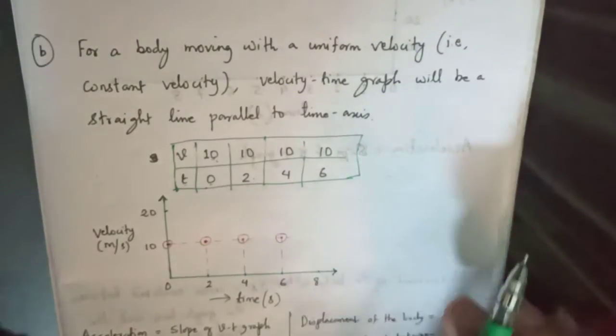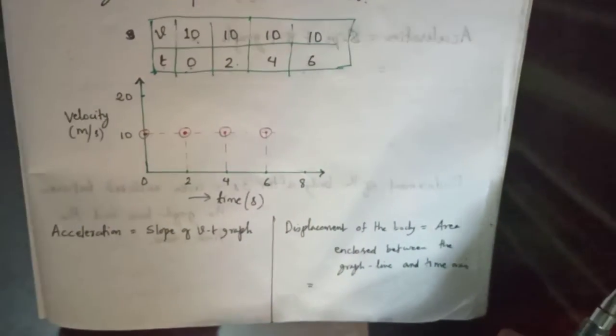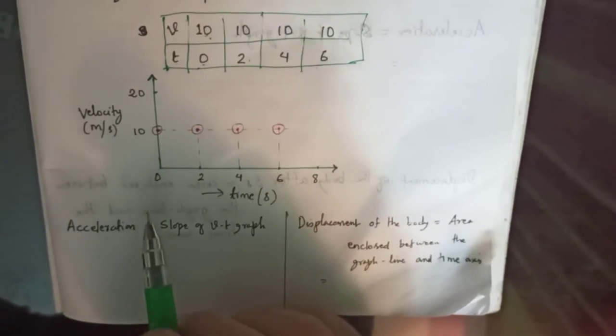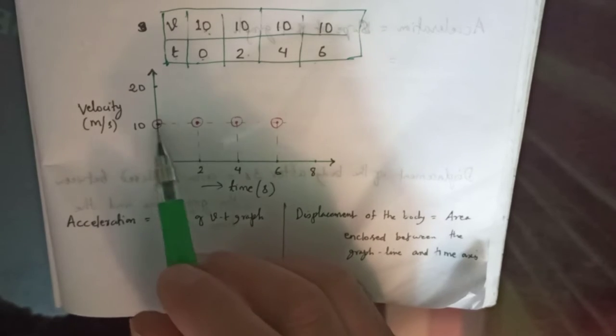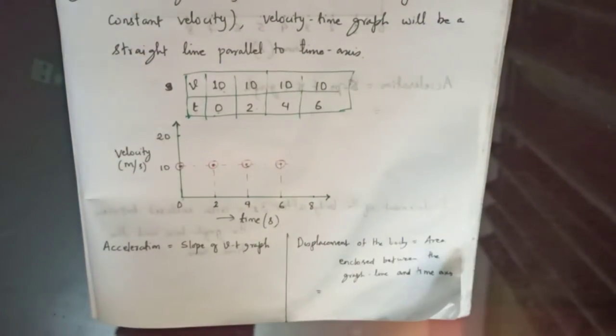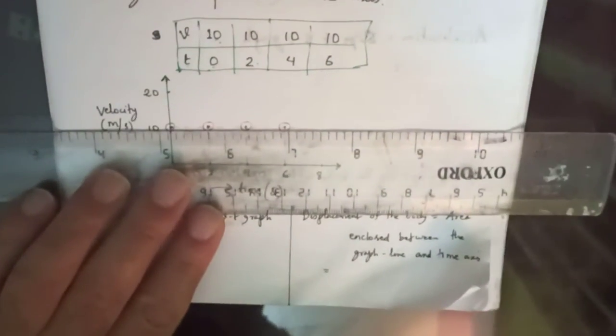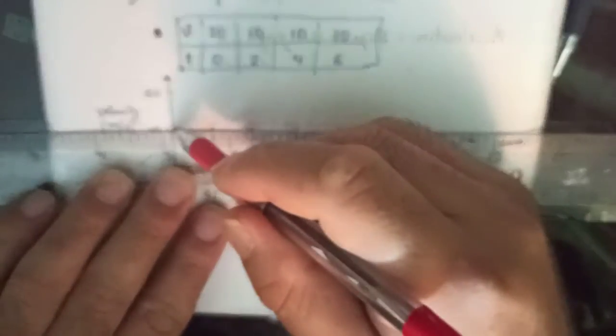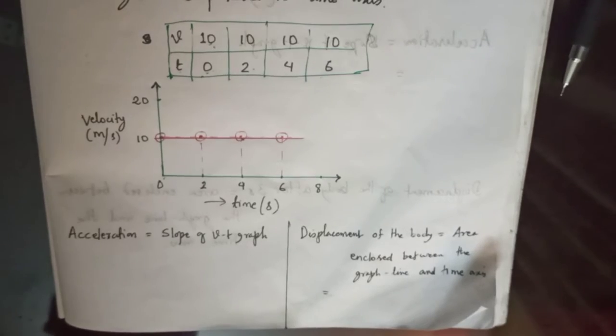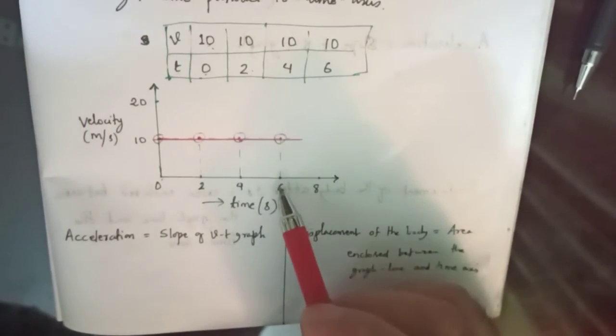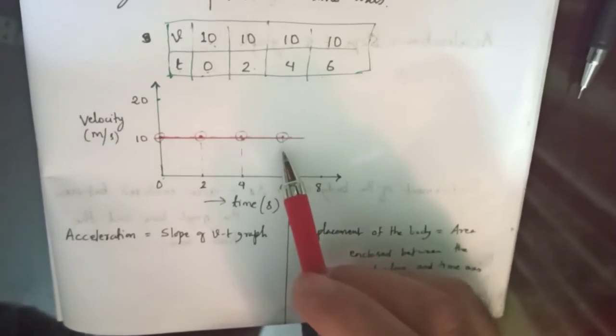Body is moving with constant velocity of 10 meter per second. If we plot a graph of this kind of motion, then you get a straight line parallel to the time axis. When the time is 0, velocity is 10. When the time is 2, velocity is 10. When the time is 4, velocity is 10. So if you plot a graph, then the graph will be a straight line parallel to the time axis. This will be the graph. Velocity time graph will be a straight line parallel to the time axis when the body is moving with uniform velocity.